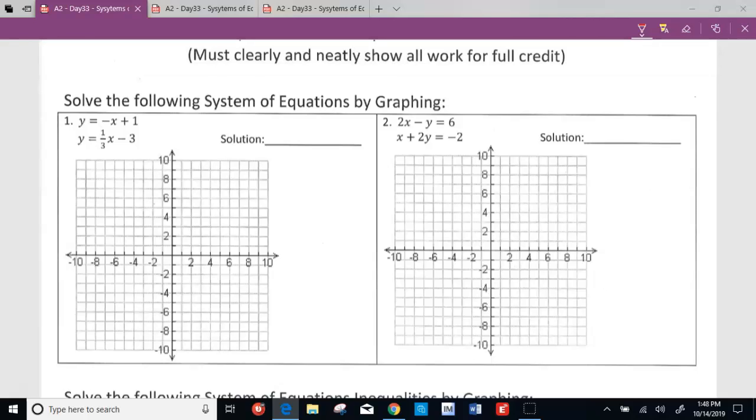Alright, so first, we have the equation y equals negative x plus 1. My y-intercept is at positive 1, so I go to the y-axis, I put a point at positive 1. My slope is negative 1 over 1, because there's an invisible negative 1 in front of that x. A slope of negative 1 means down 1 over 1. So I'll go ahead and make all the points that constitute this line.